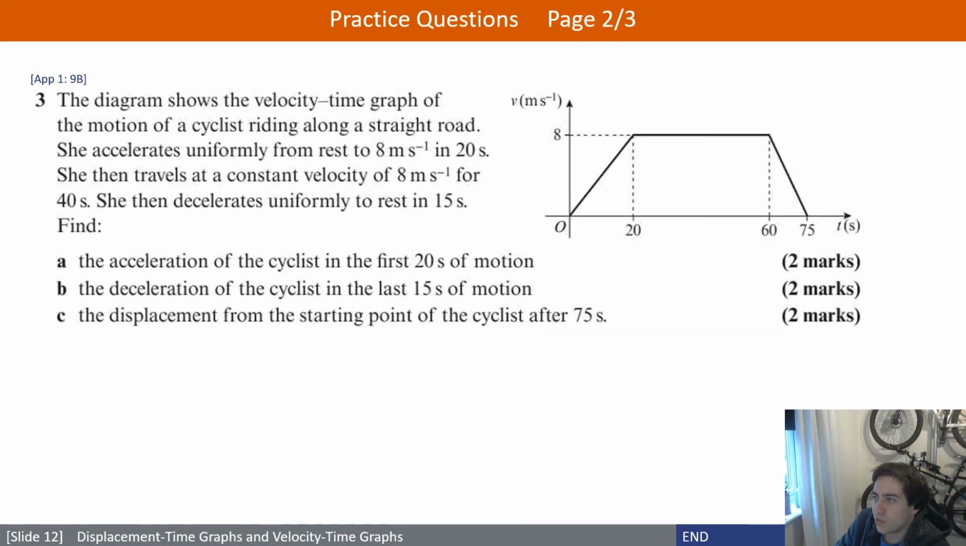Okay, and then we're on to velocity time graphs. So take a look at this, think about gradients, think about area, and see if you can answer those 3 parts. You can pause the video now.